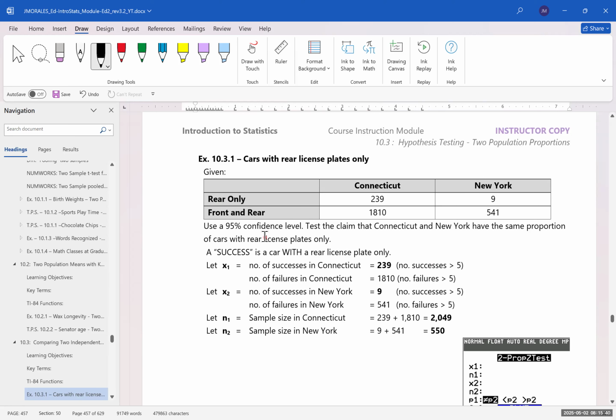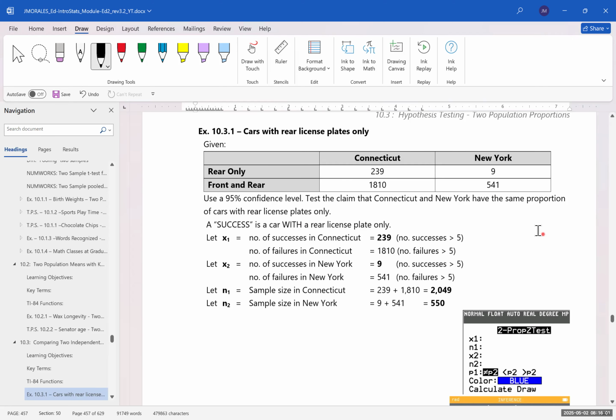So use a 95% confidence level, test the claim that Connecticut and New York have the same proportion of cars with rear license plates only. We're going to consider a success to be a car with a rear license plate only.